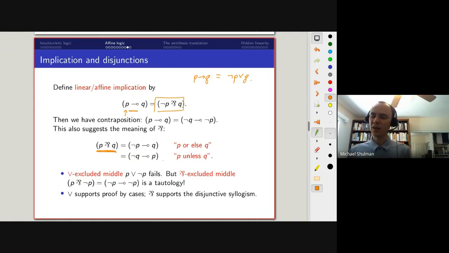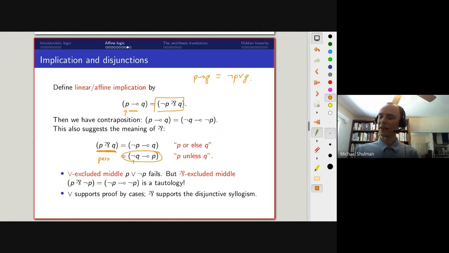So sometimes people pronounce this as par, but I think a more suggestive way to pronounce it is P or else Q, or P unless Q. This last one says, unless Q is true, then P must be true. In other words, if Q is false, then P must be true.